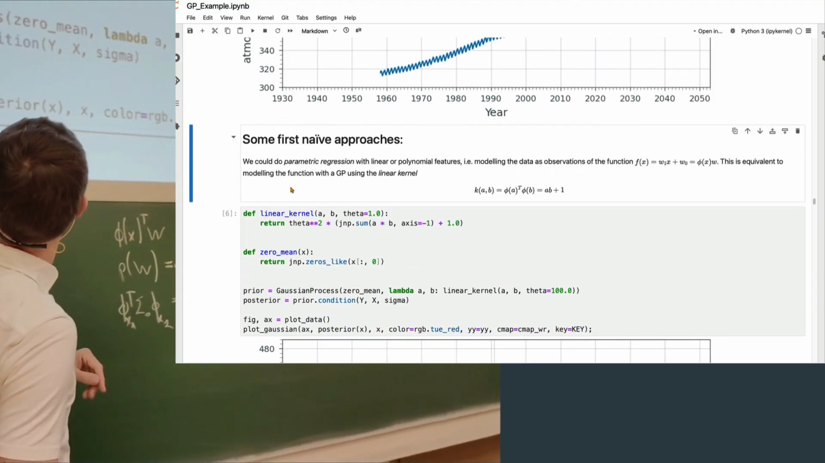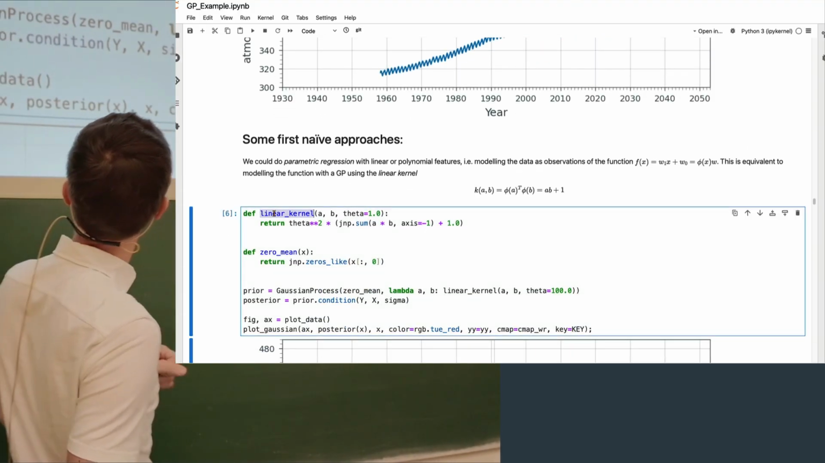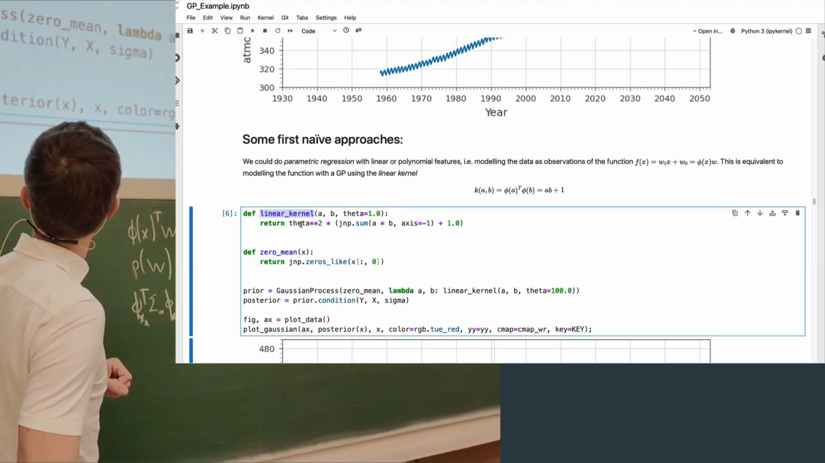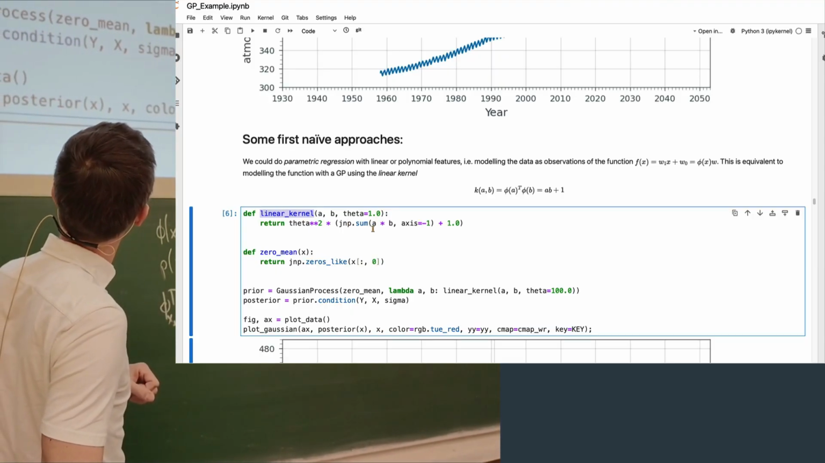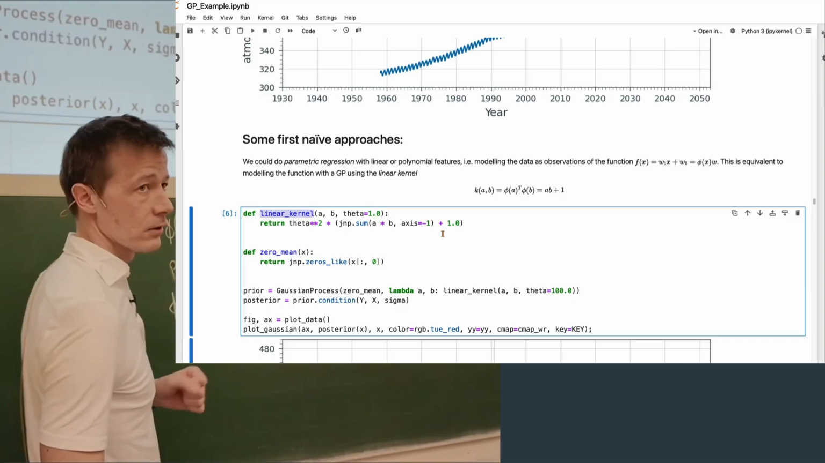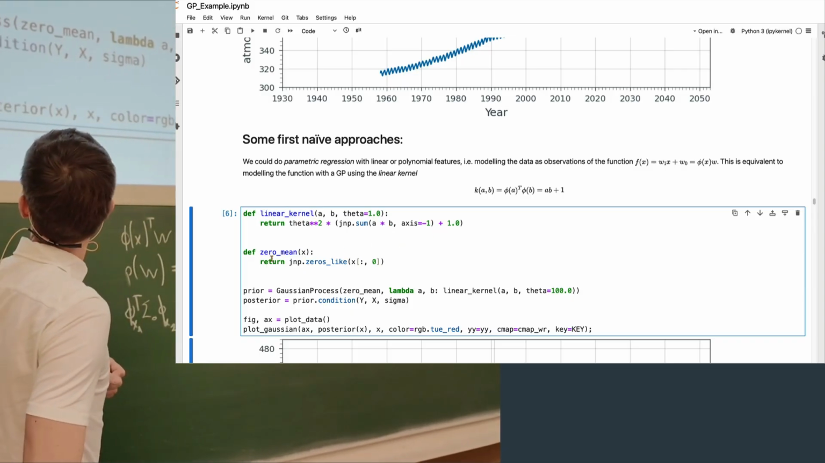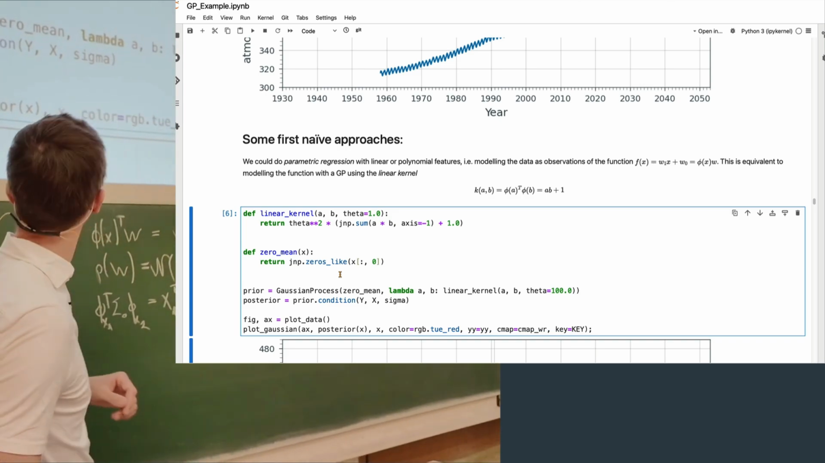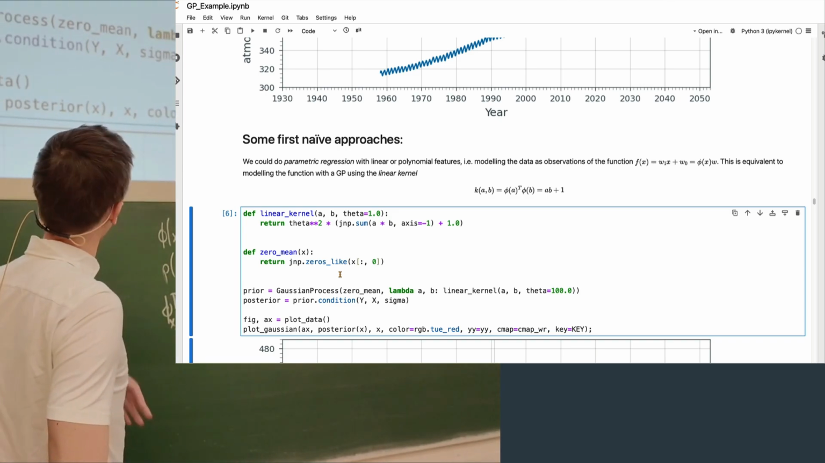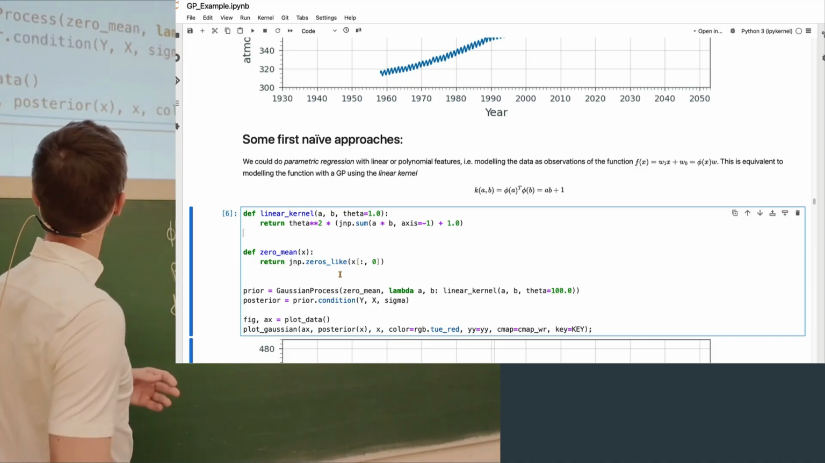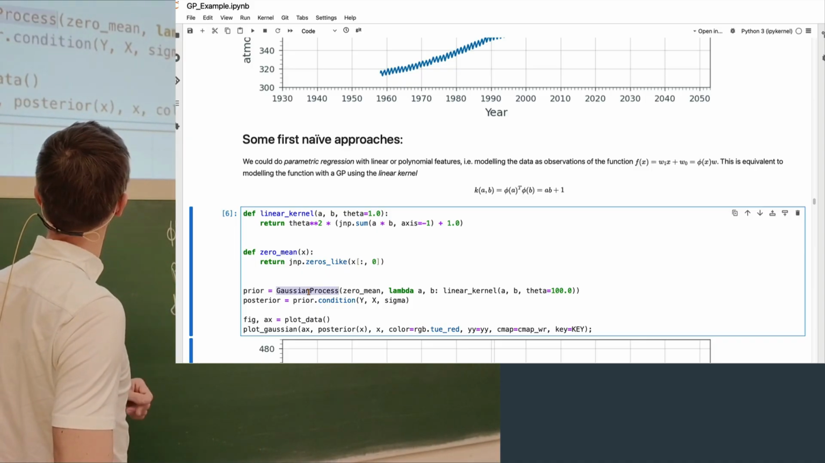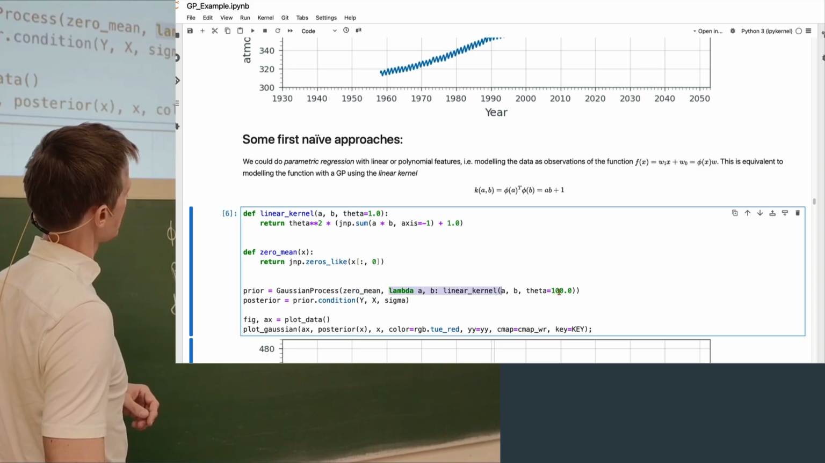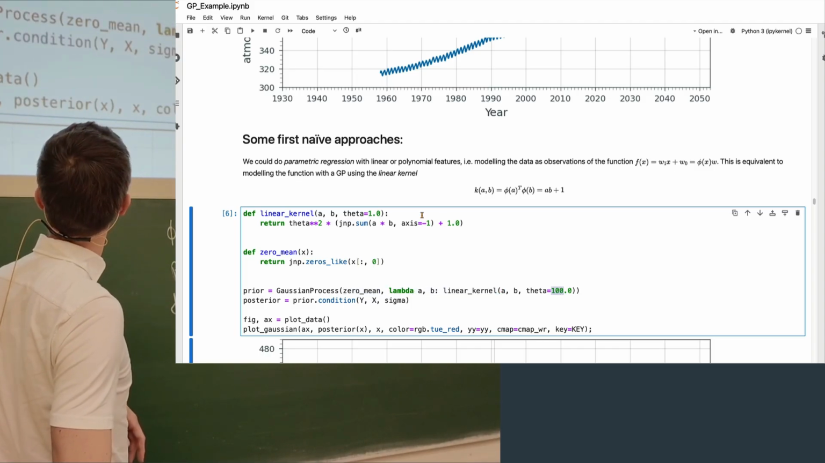So let's implement this. So I've implemented this little kernel, a function that takes 2 inputs and returns a scale times the inner product between them plus a constant. And I've also implemented a zero mean function. That's a function that just returns zeros if you give it x, zeros of the right shape. And now I can do Gaussian process regression. I can say, let's build a Gaussian process prior that uses this zero mean function, and it uses this linear kernel where we set the constant to 100, which gets squared.